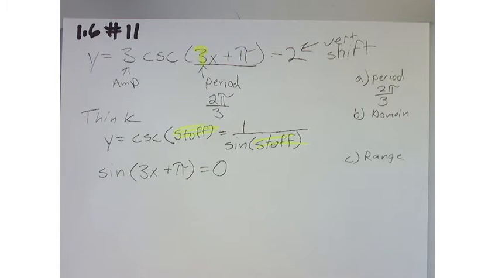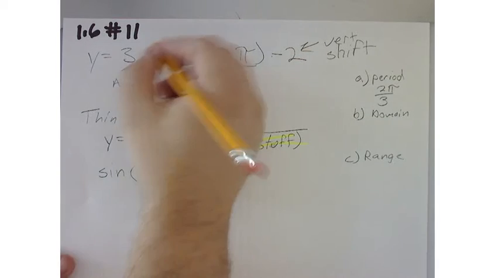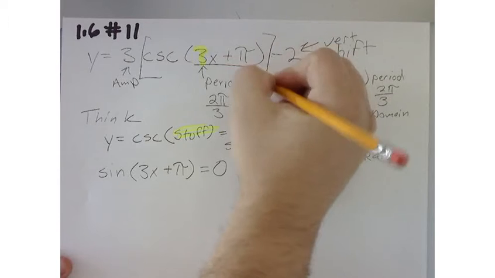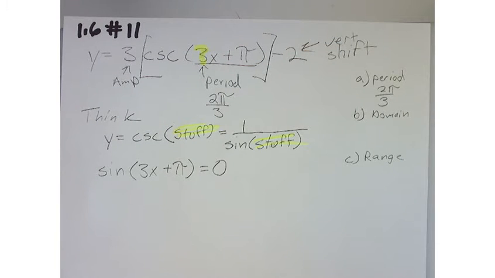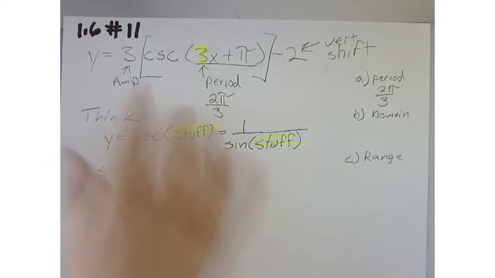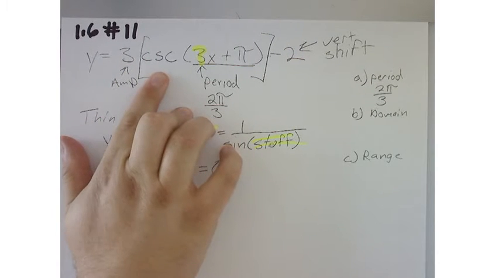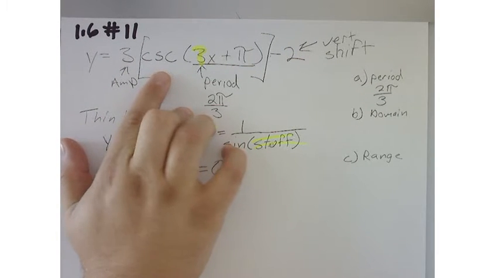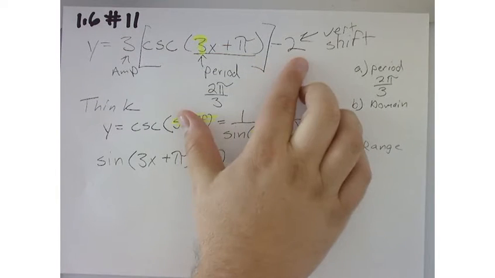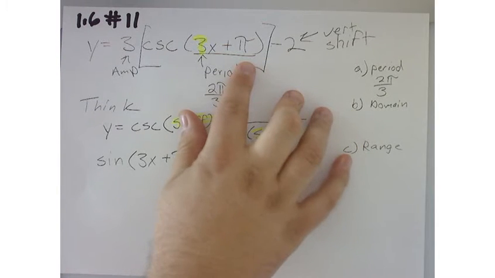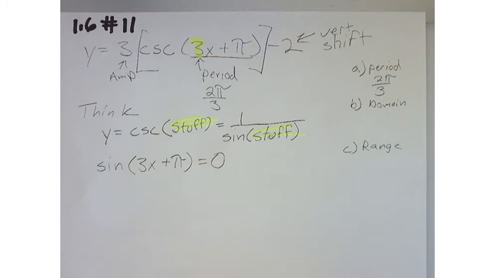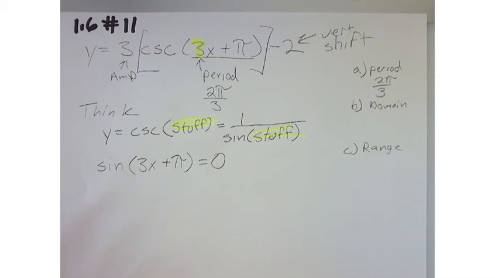Because when that happens, this whole term right here is undefined. It's not a number. It doesn't exist. Can we multiply undefined by 3? Oh, actually we can't, so that's a problem. And can we subtract 2 from undefined? Oh, no, wait, that's a problem too. So our domain is an issue here.